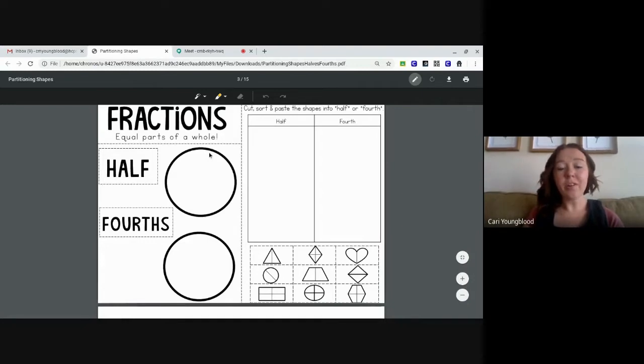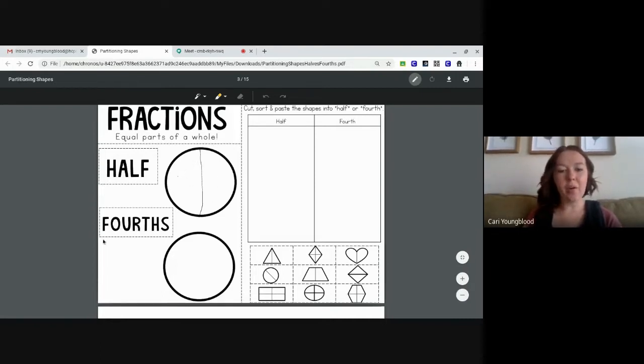So what I'm going to do first is practice dividing this circle into half. My line's not very straight because it's kind of hard to write on a computer, but I have two equal parts, which means I've divided this circle in halves. Here's one half, here's another half.